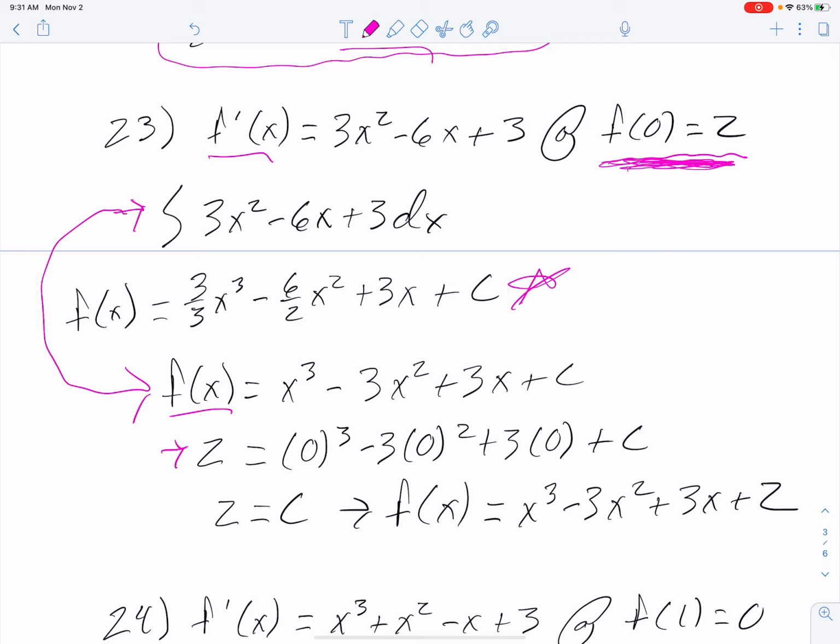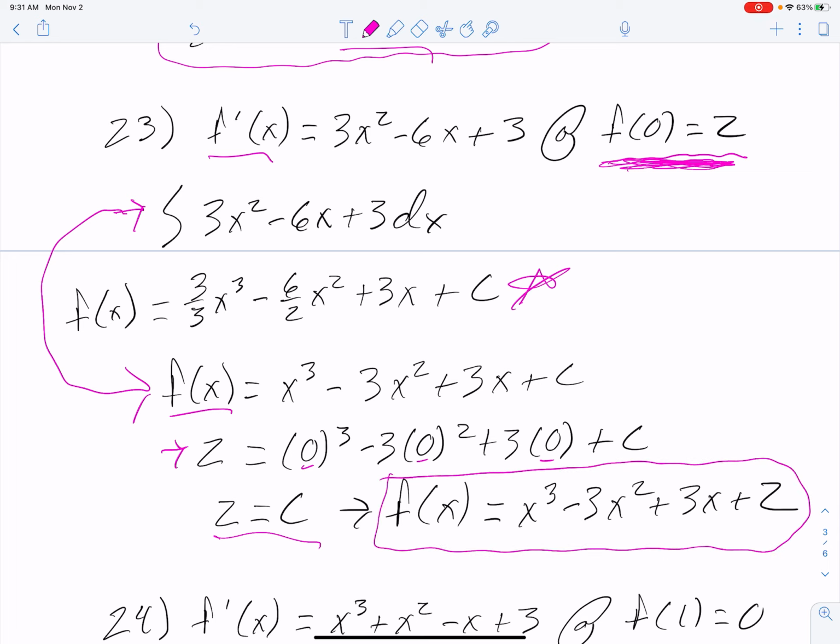So I substitute in 2 for my y value, 0 for my x value, end up with c equaling 2. And then as we discussed, make sure you take the time to rewrite your equation. The problem didn't ask you to solve for c, it asked you to find f of x. So make sure you give that final answer as f of x.